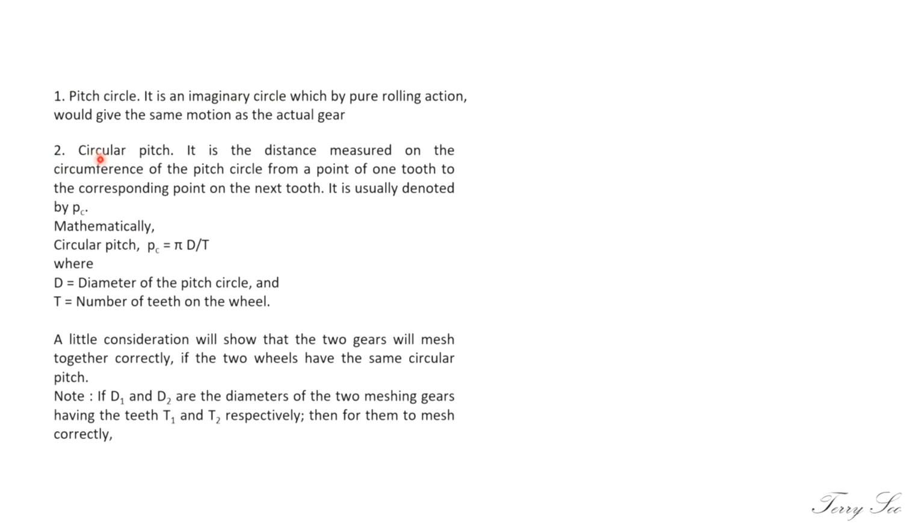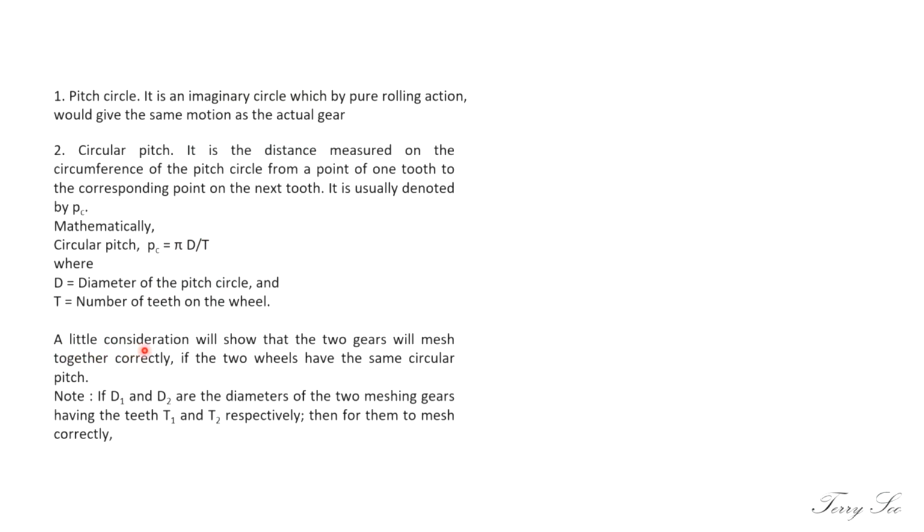The second term is called the circular pitch. It is the distance that we measure on the circumference of the pitch circle, from one point of a tooth to the next point of the neighboring tooth. It is usually denoted by the symbol P with a subscript of C. Mathematically it is written as pi d over t, where d is the pitch circle diameter and t is the number of teeth on the gear.